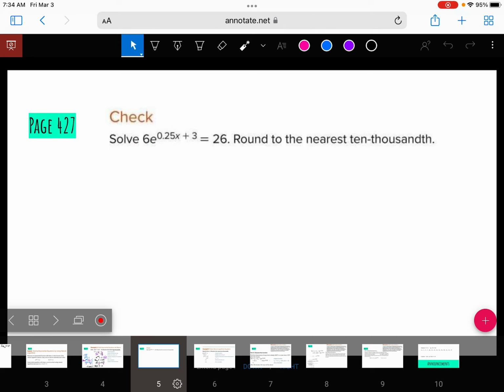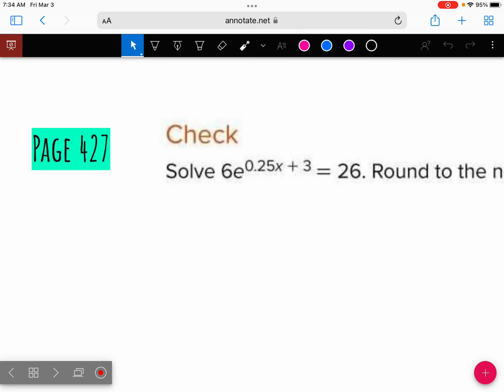We're gonna do another one. This is the check on 427. Because this solving stuff, honestly, is gonna be a lot of points on the test. Solving things is gonna be a good chunk of it. So first thing we're gonna do on this check, I want to get my exponential by itself, which means I need this 6 to leave. How do I get the 6 to go away?